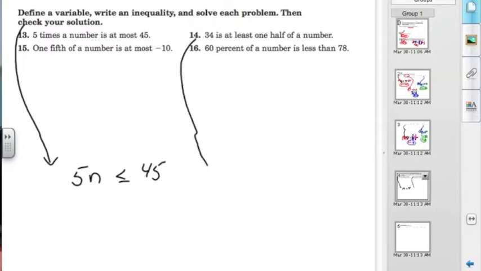Number 14. I have 34 is at least. So 34 is at least. So that means greater than or equal to 1/2 of a number. The important piece here is the vocabulary piece in the translation.